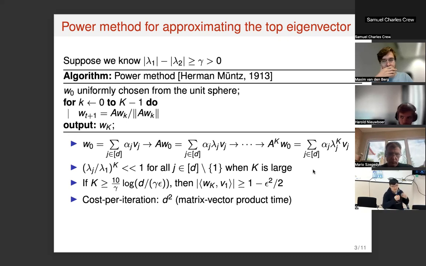Because if you use the matrix multiplication time, you can actually find all of the top eigenvectors, right?